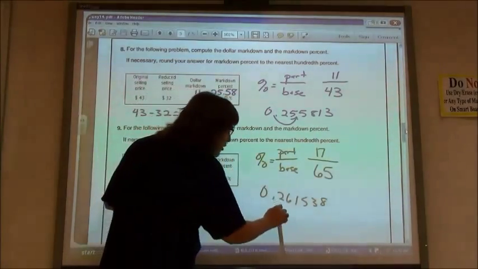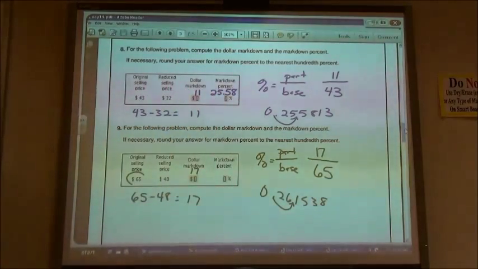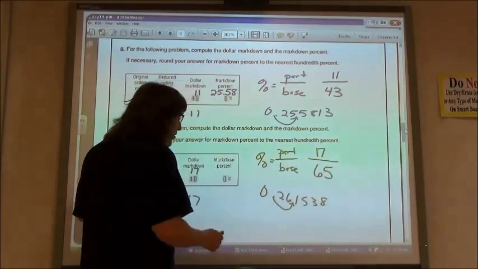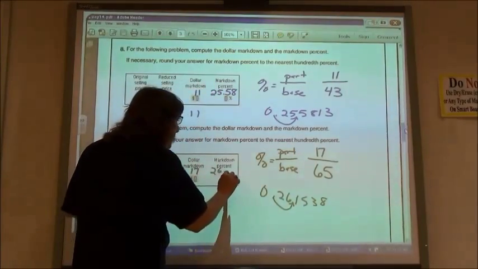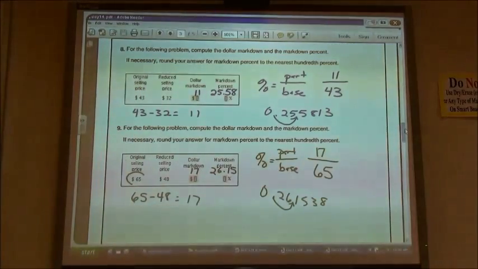First I have to change it to a percent by multiplying by 100 or moving my decimal 2 places. Tenths, hundredths, the 5 is followed by a 3, so I'm just going to use 26.15. I don't have to round it up since there's a 3 behind that 5, so 26.15%.